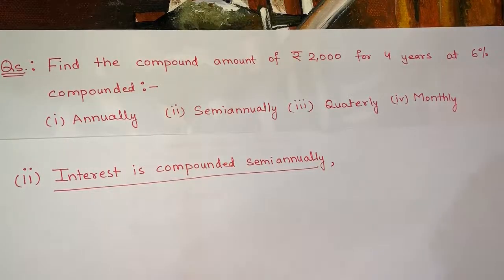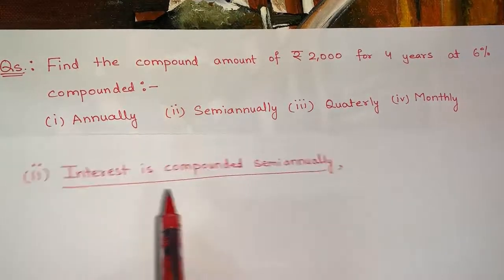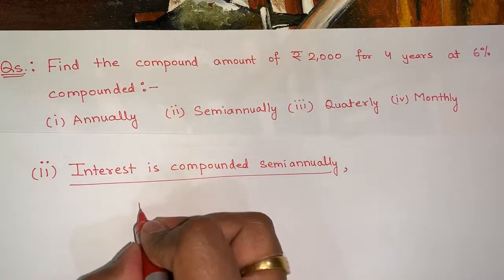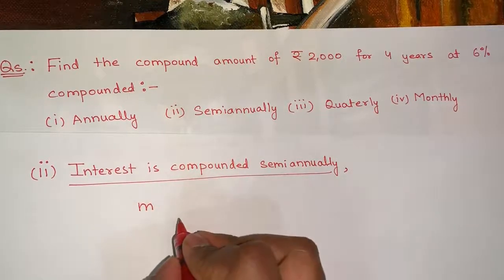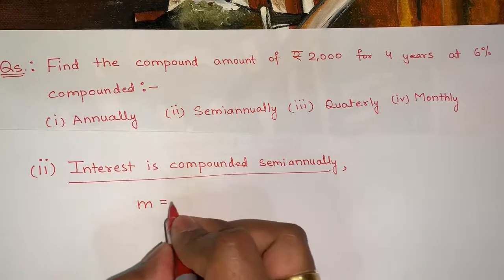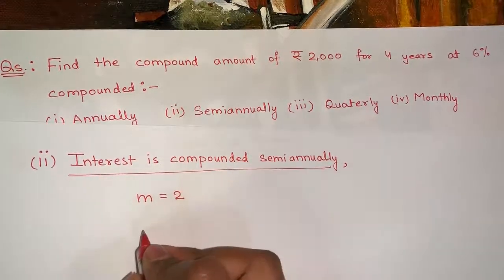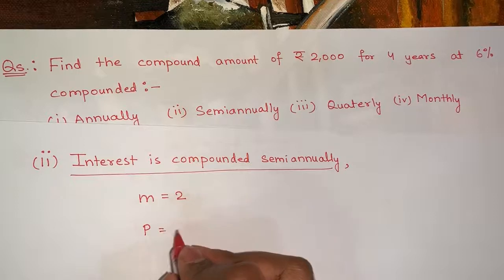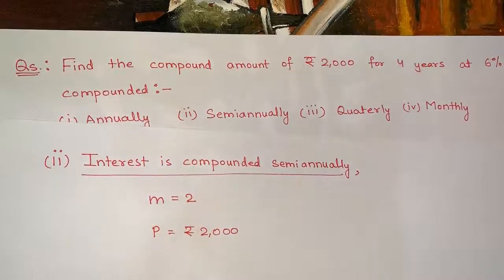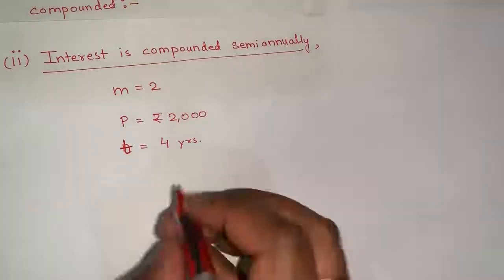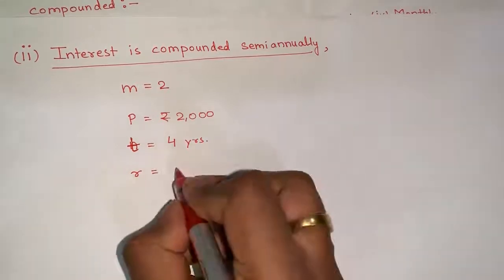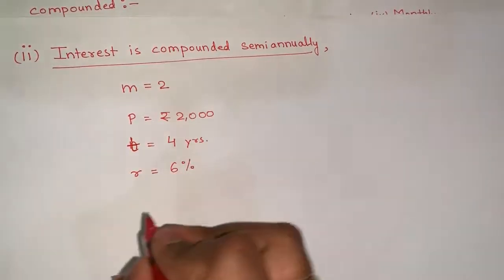So now let's solve the second part. Now if interest is compounded semi-annually, then what would happen? If interest is compounded semi-annually, which means how many times a year am I compounding the interest? I am compounding 2 times. So my m is equal to 2. My principal is the same as it is, which is rupees 2000. Time is equal to 4 years. Rate of interest is equal to 6% per annum.